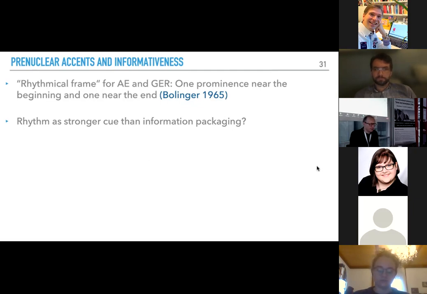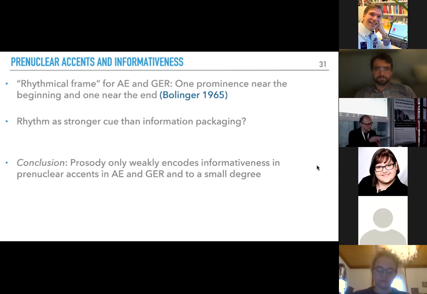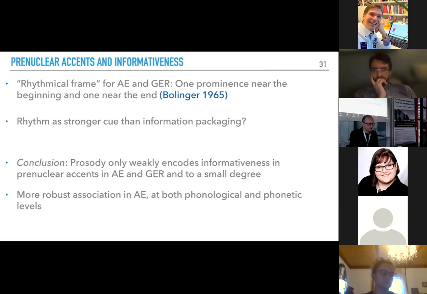In any case, we can say, as a little conclusion of the comparative study here, that prosody only weakly encodes informativeness in pre-nuclear accents in the two languages, and only to a relatively small degree. But nevertheless, we found that American English shows a more robust association between pre-nuclear prominence and informativeness than German, at both levels of phonological categories and phonetic gradients. Although American English and German generally have a similar prosodic system, I think we can agree on that, this turned out to be less similar than expected. It was quite an interesting result.